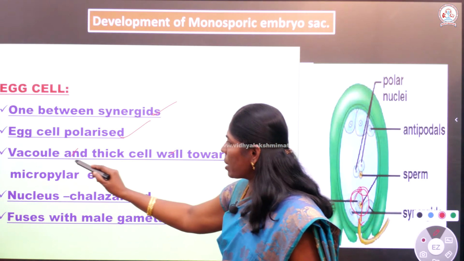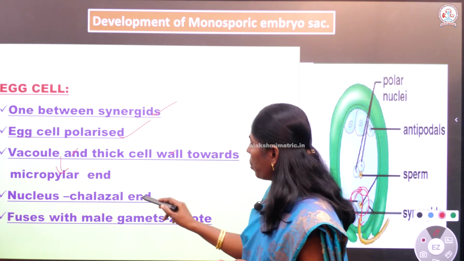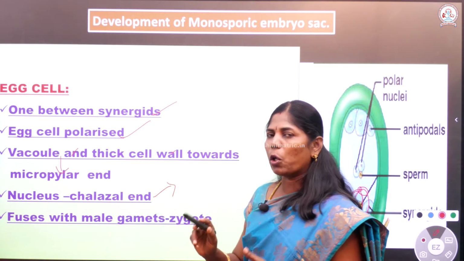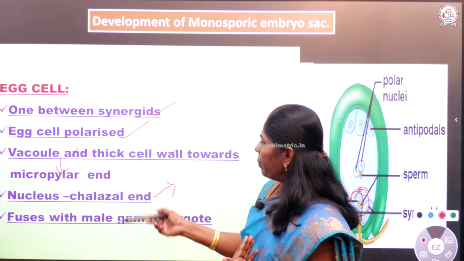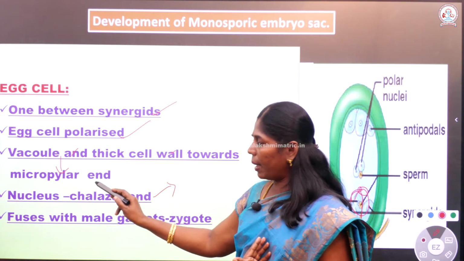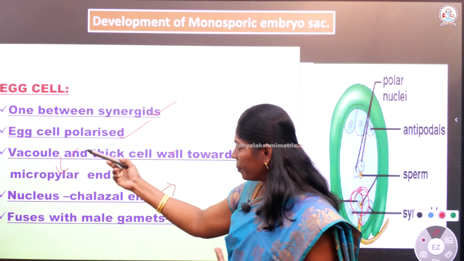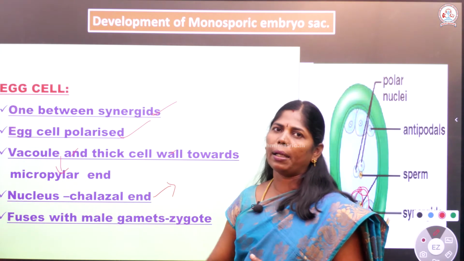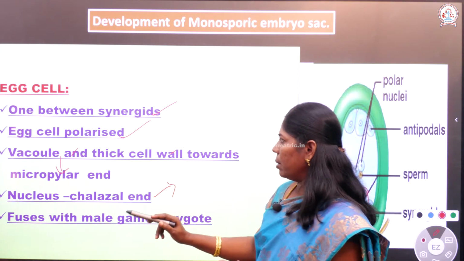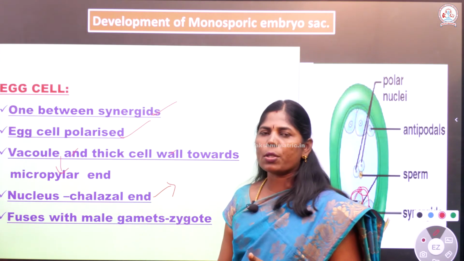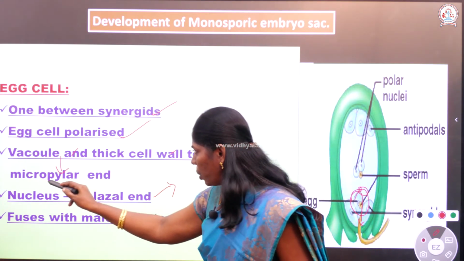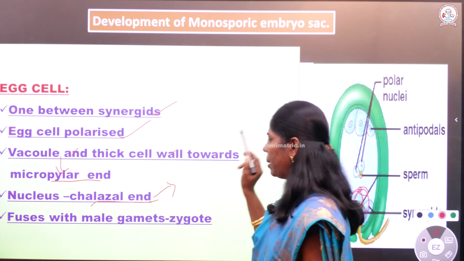Here the vacuole is towards the micropylar end and the nucleus is towards the chalazal end. But what about in the synergids? There the nucleus is towards the micropylar end and the vacuole is towards the chalazal end, okay ma. So just opposite to that. So here the vacuole and nucleus are also present. The vacuole is towards the micropylar end, the nucleus is towards the chalazal end, okay ma.